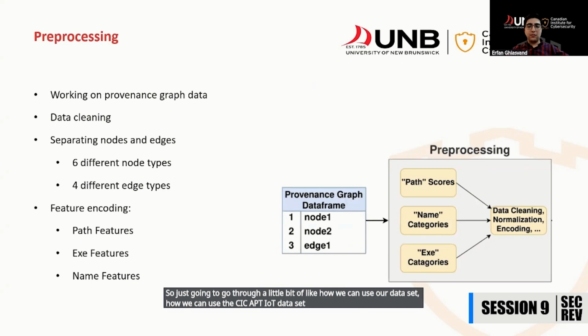As there are a lot of datasets out there that focus on network packets, I'm just going to provide an example of how to use the provenance graph part of the dataset.